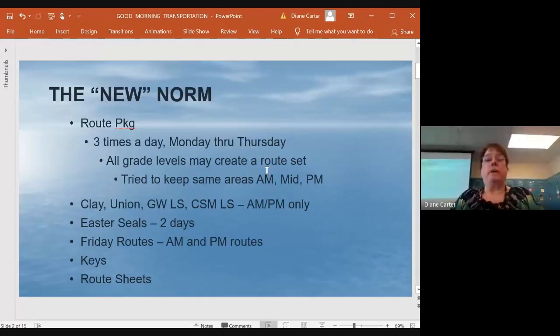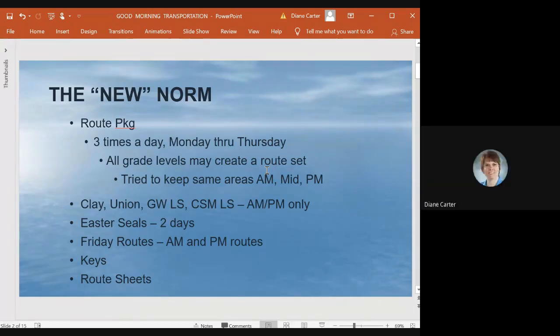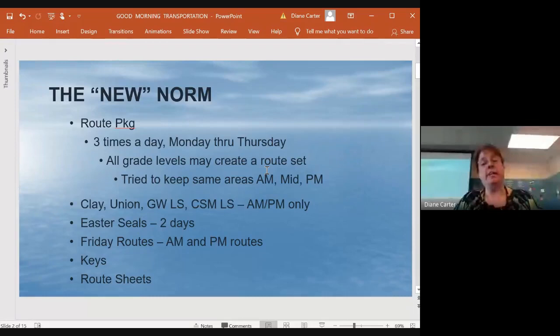The routes are packaged together, and almost every route has 3 levels to it. A morning take-in, a midday where we're either taking them home and picking them up for the afternoon, or just one or the other, and then an afternoon take home. All of the routes are Monday through Thursday, and we tried to keep them in the same areas. Lori couldn't do that with every single route, but she tried to do that with the majority of the routes so that you're running in the same areas morning, noon, and afternoon.